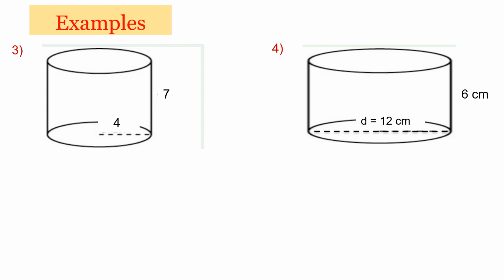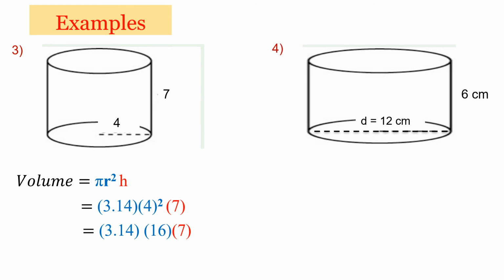Now let us have another one. In figure number 3, using the same formula pi r squared h, since the radius is given and the height is given, all we need to do is substitute all the values, including pi, which is equal to 3.14. And since we have r squared over there, 4 squared is equal to 16. Then multiplying everything, it is equal to 351.68 cubic units.